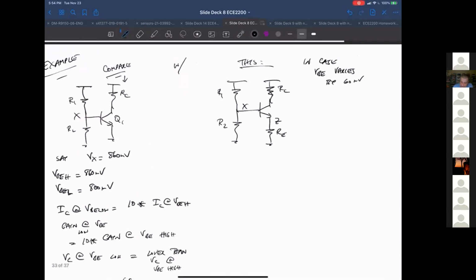Now let's look at this case. So in this case, let's say I make V sub X be, what should I make it? Make it 1 volt, approximately. So let's say we set it to be 1 volt.